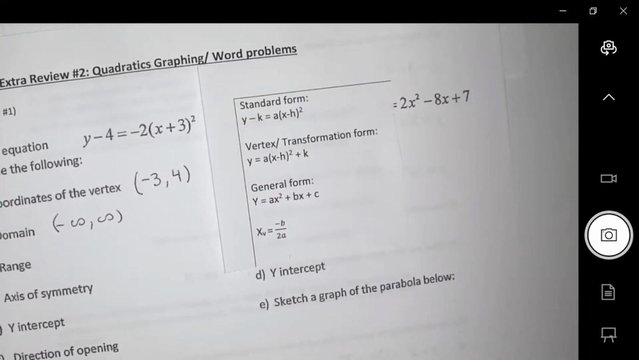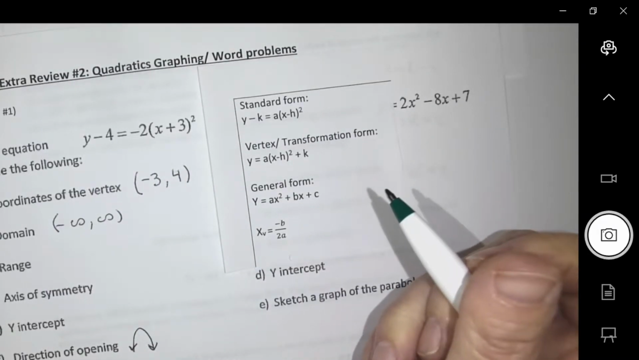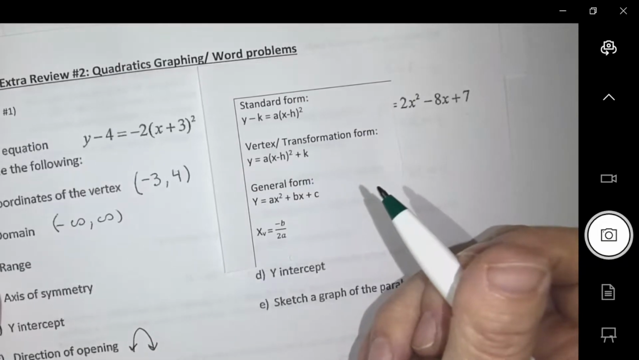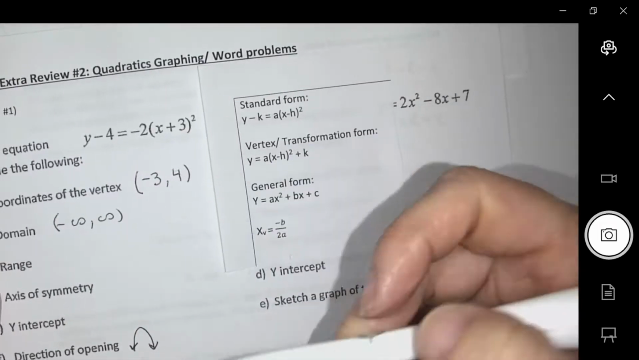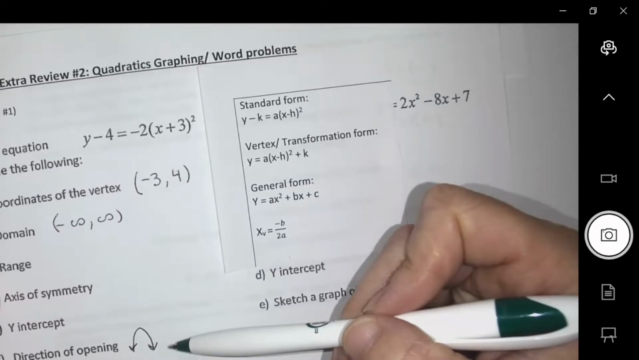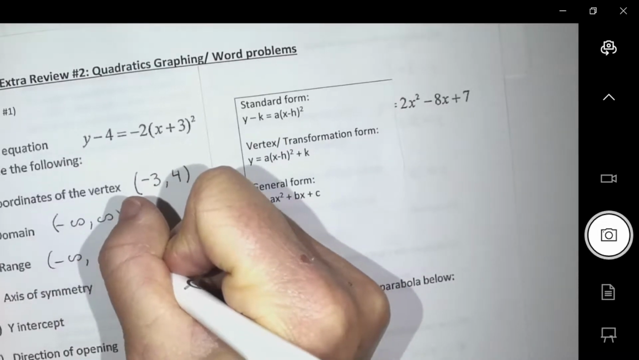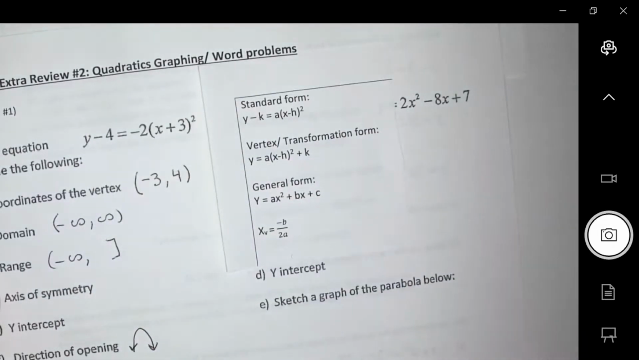Okay, let's go down to F. What's the direction of opening? Down, because you saw a -2 slope, right? Now let's talk about range. So if it looks like that, what's the lowest? Negative infinity. That means it's going to reach an exact top height of 4.